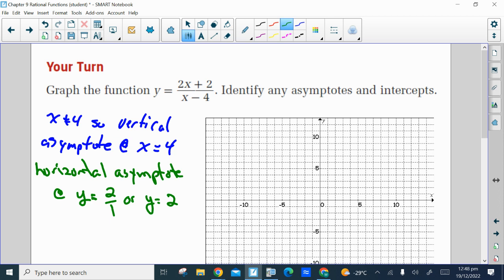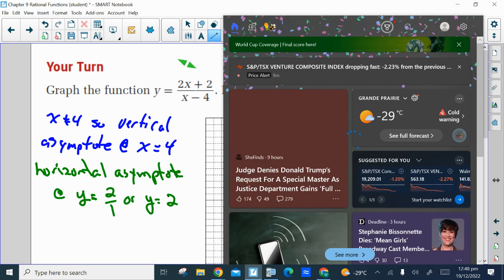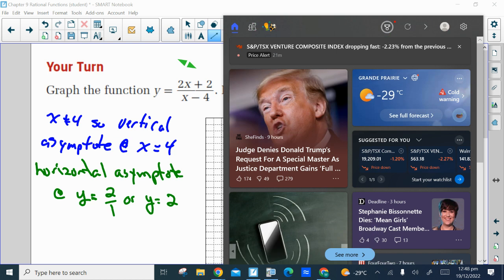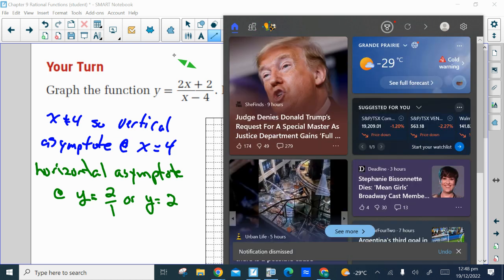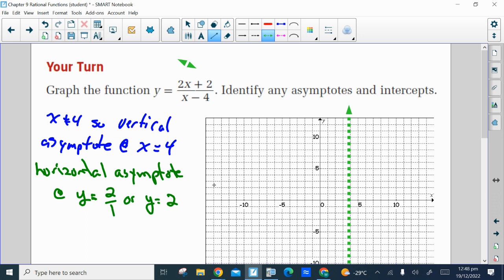Which they are. So we can put those on our graph. The line x equals 4 is our vertical asymptote. The line y equals 2 is the horizontal asymptote.